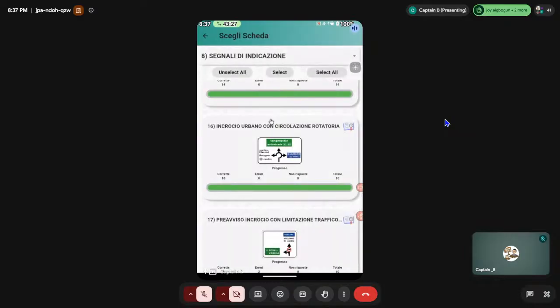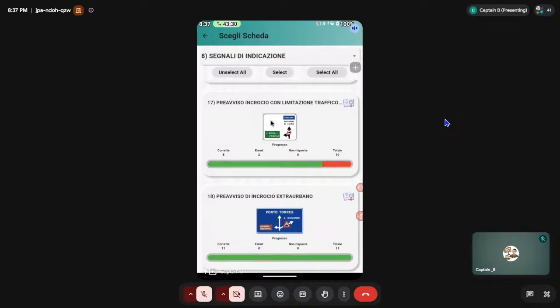Very simple, guys. Very simple. All you need is just attention. Now pay attention to this one again. Number 17. Preavviso incrocio con limitazione traffico. Now look. A preavviso here means announcing a junction with limitation of traffic transit, not like traffic lights. It means this place has some traffic forbidding some certain vehicles. Now let's explain the picture.